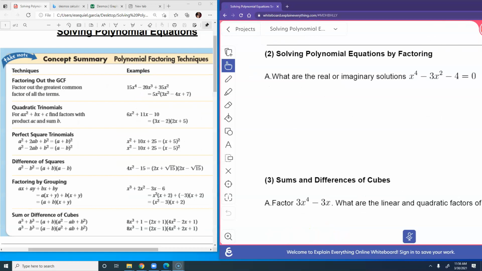So we're going to go ahead and factor x to the fourth minus 3x squared minus 4. We're going to solve this by the factor sum method. So let me go ahead and start all over.